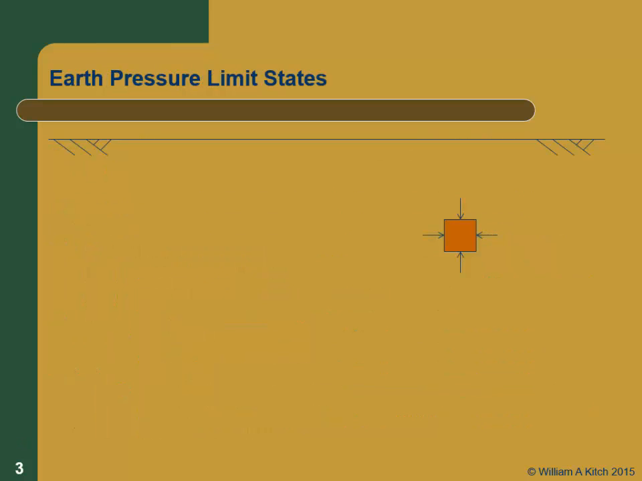All right, so let's talk about earth pressure limits and states of earth pressure. We have an element here under the ground at some depth Z. It's subject to a vertical effective stress and some horizontal effective stress, sigma x.